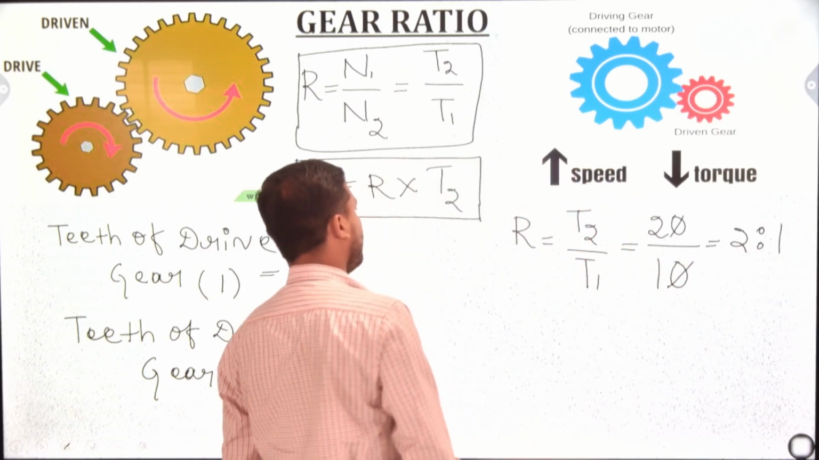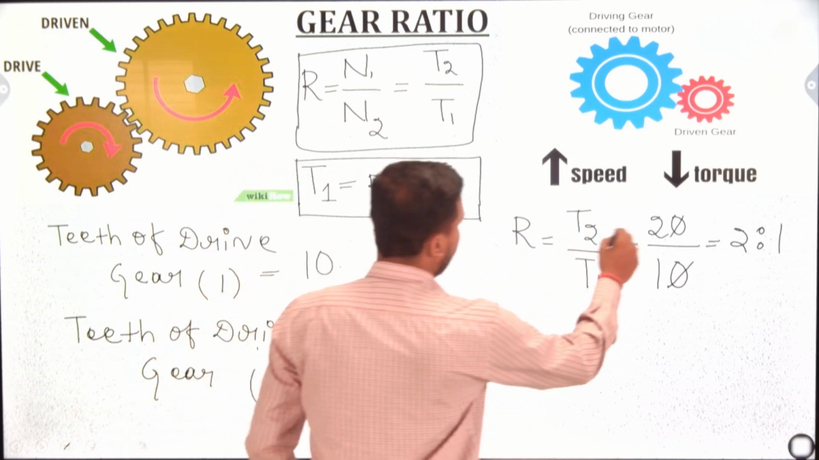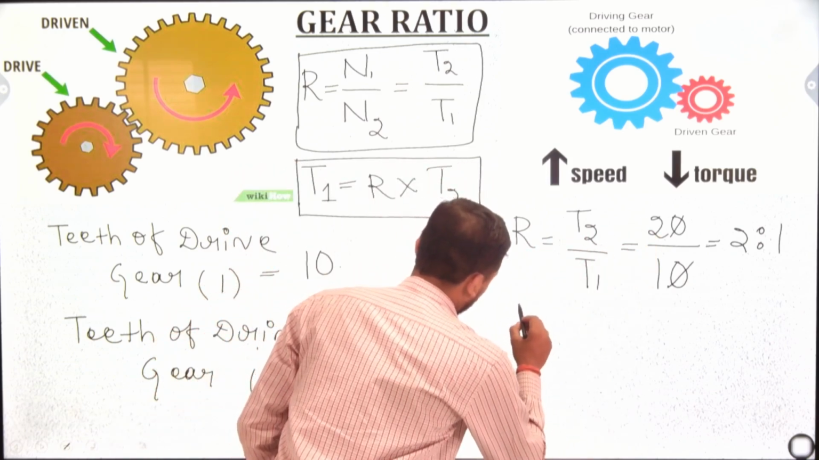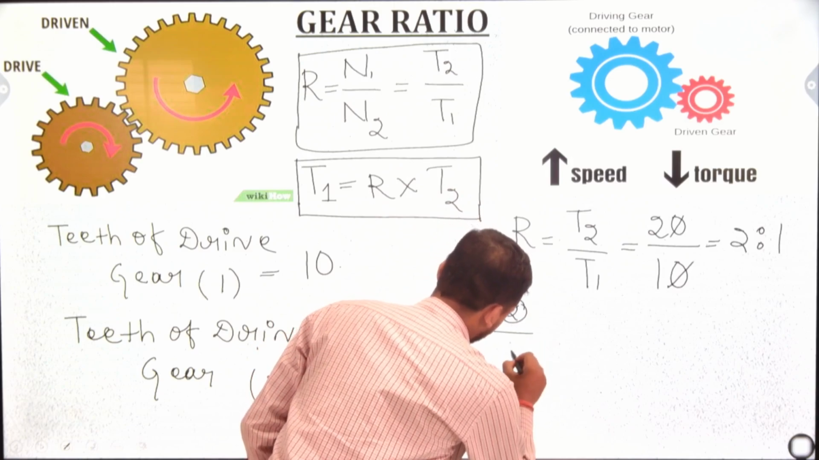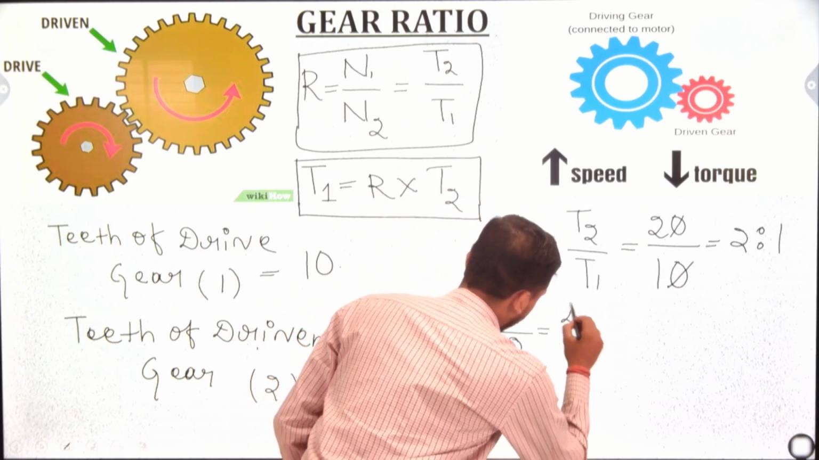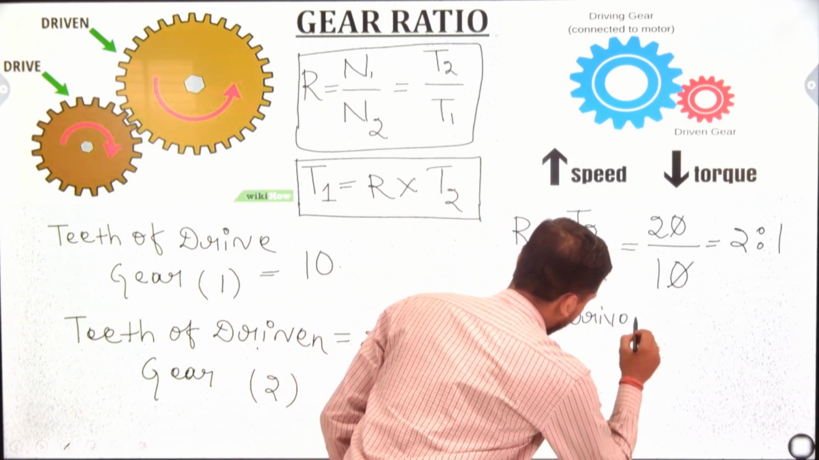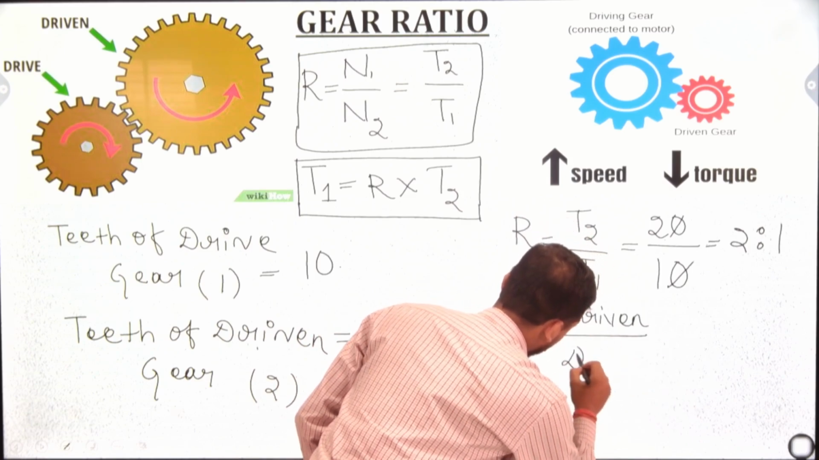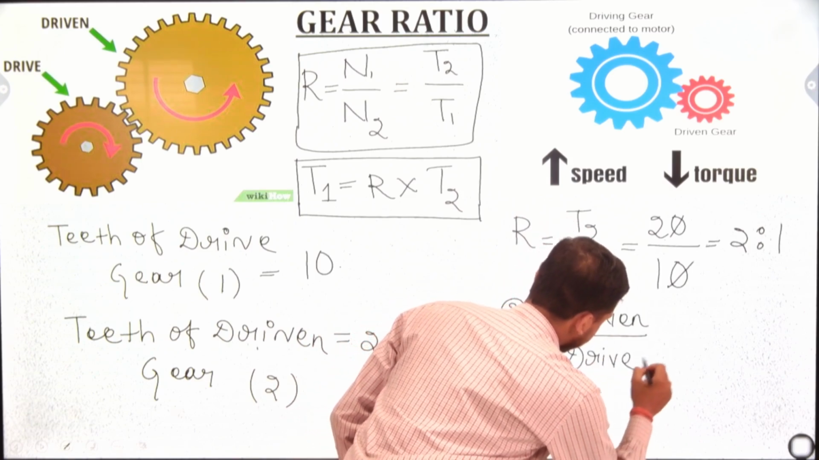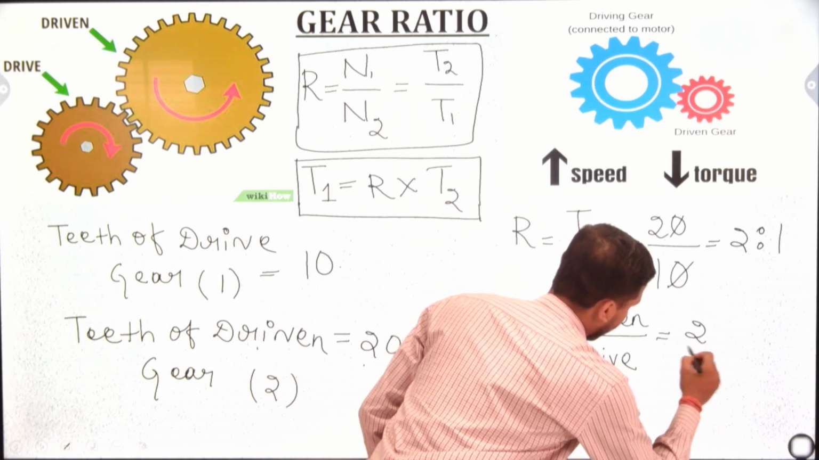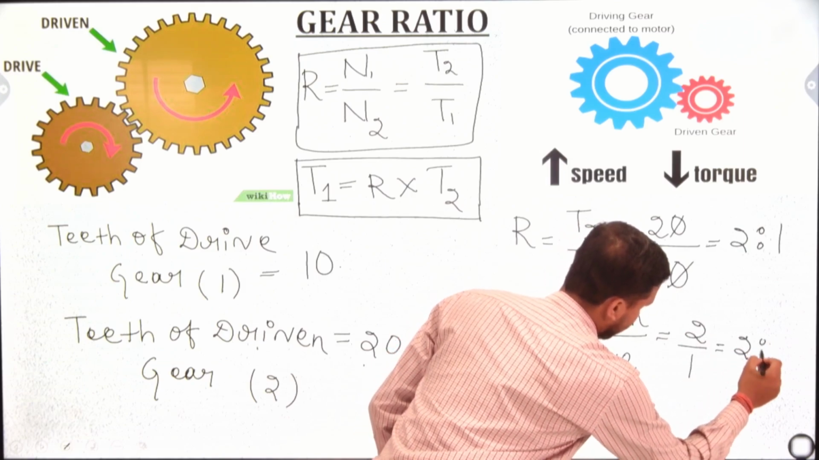What do you mean by this 2:1? So you know that 2 means what? तो ऊपर में 2 है और नीचे में 1 है. That means ऊपर में driven है, driven gear का, driven by drive, ratio is 2 by 1, that is 2:1.